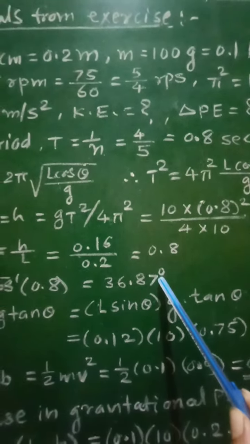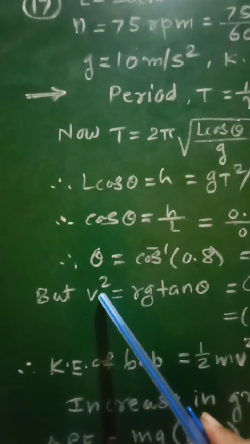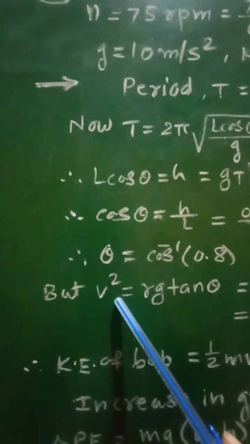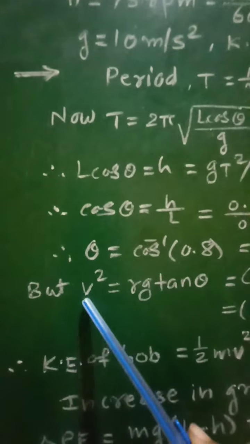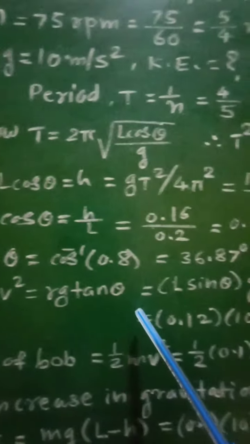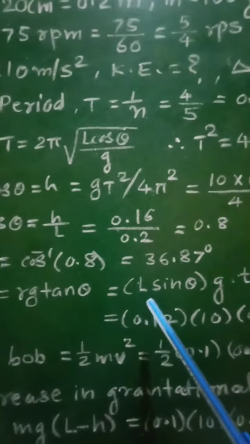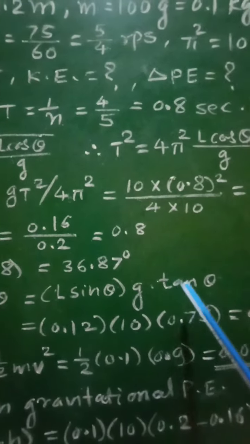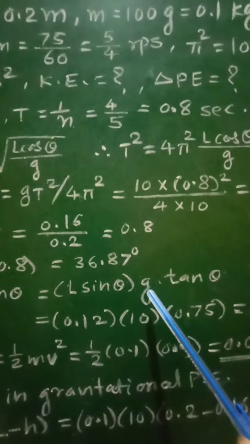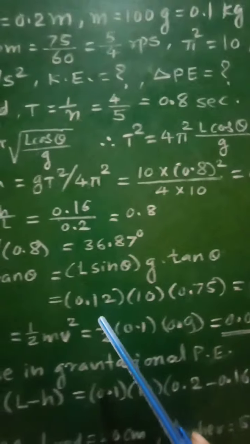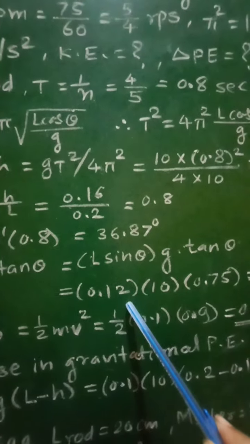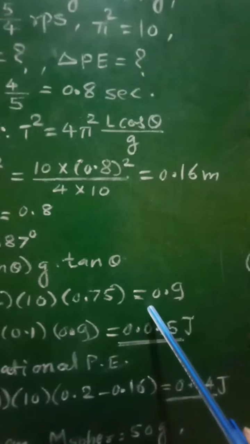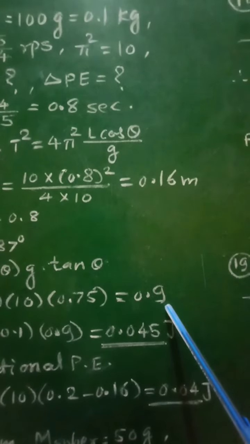But we know that v is equal to square root of r g tan theta, and therefore v square will be equal to r g tan theta. So v square equal to r g tan theta, and r can be written as L sin theta, so L sin theta into g into tan theta, which will be equal to 0.12 into 10 into 0.75, whose product comes out to be 0.9.